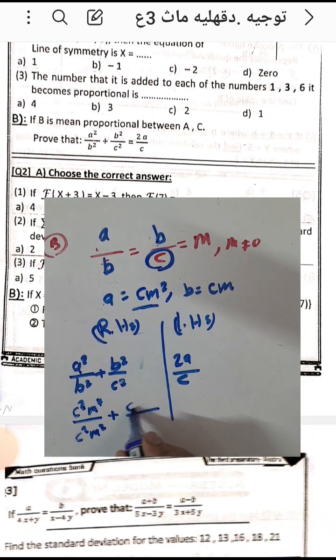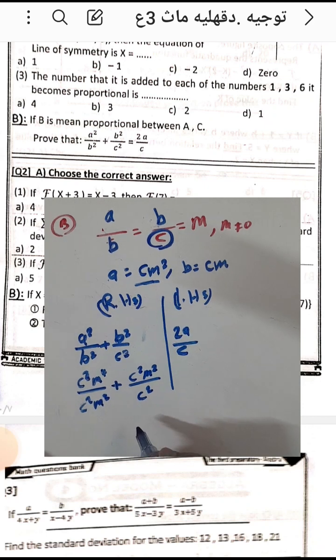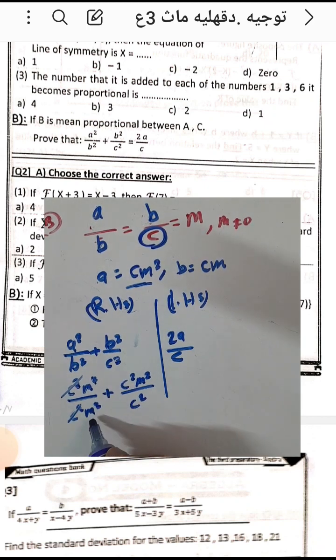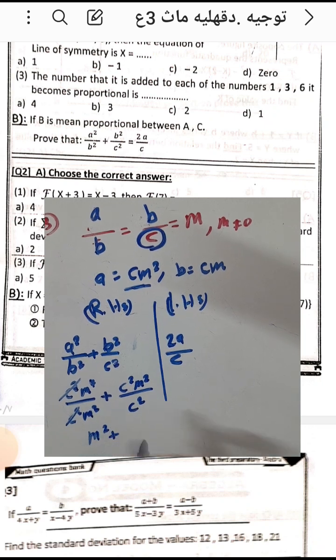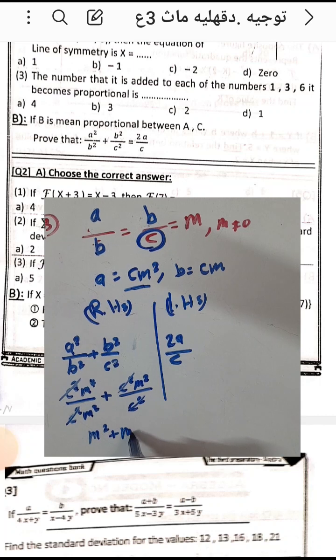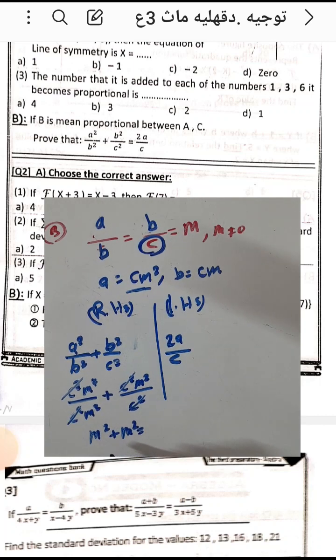it will be c power 2 m power 2 over c power 2. And then you can simplify this fraction, cancel c power 2 by c power 2, m power 2 divided by m power 2, it will be m power 2, and cancel c power 2 by c power 2, then m power 2 plus m power 2, it will be 2m power 2.